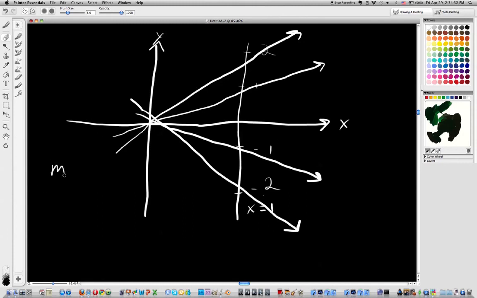So if m is greater than 0, and m just means the slope again, then the line rises. If m is equal to 0, the line stays flat and is parallel to the x-axis. It could be the x-axis or it could be parallel to the x-axis. And if m is less than 0, then the line falls.